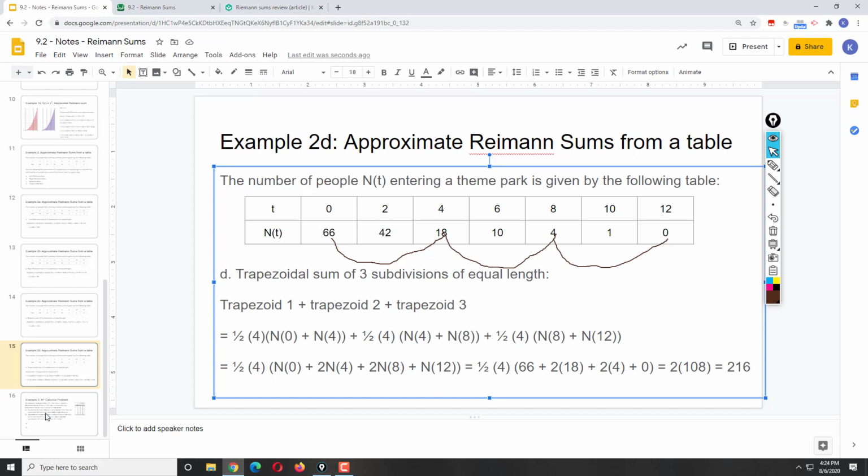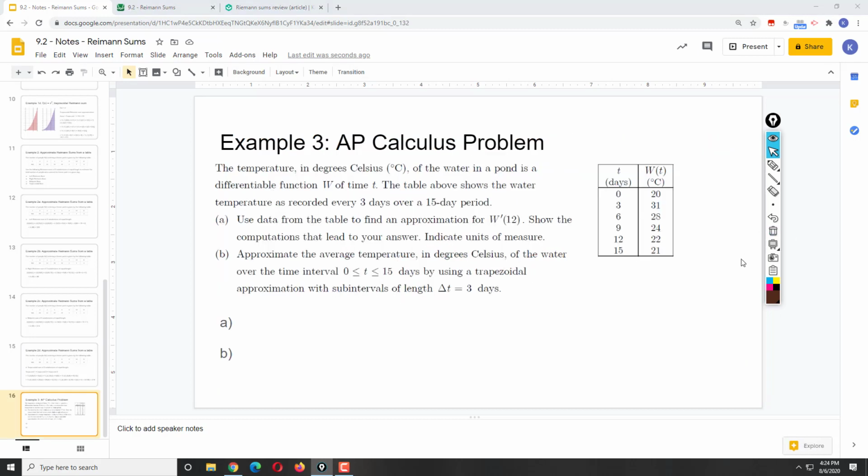Okay. Final example. Here's an AP Calculus problem. The temperature in degrees Celsius of the water in a pond is a differentiable function W of time t. The table shows the water temperature as recorded every 3 days over a 15-day period. So for example, when t equals 0, the temperature is 20. When t equals 3, the temperature is 31. T equals 6, temperature is 28. T equals 9, temperature is 24. T equals 12, temperature is 22. T equals 15, temperature is 21.